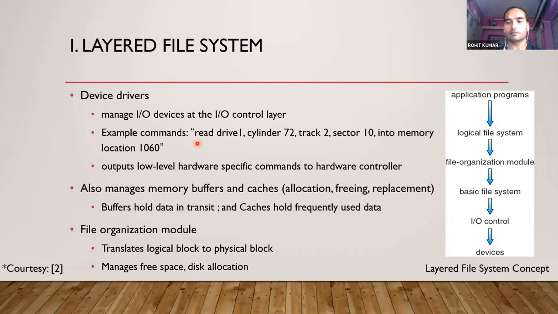You can see here at the bottom of this particular structure, there are devices. So obviously device drivers come into the picture. They are supposed to manage the devices, and obviously take the help of some IO control. There is an example written over here: read drive 1 cylinder 72 track 2 sector 10. As we know, the disk is a combination of multiple cylinders, and we have multiple tracks on it.